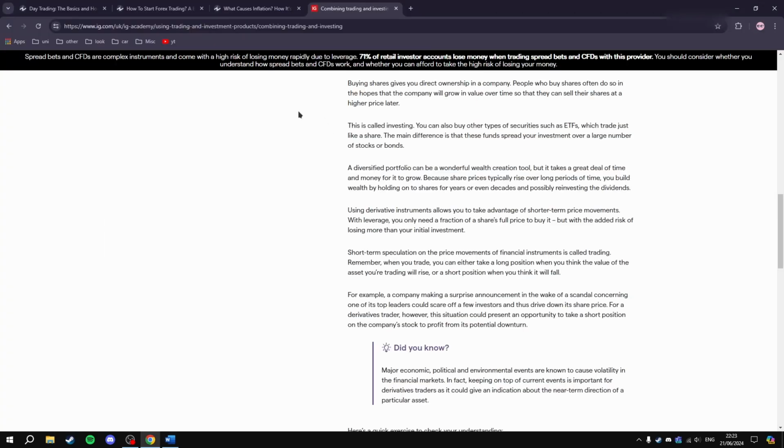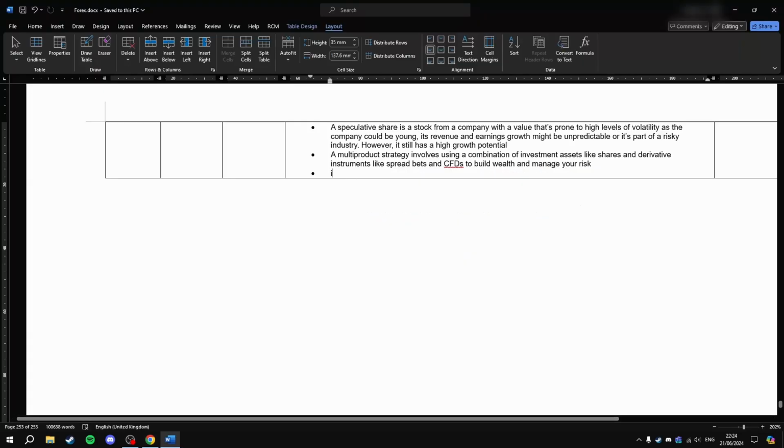Buying shares gives you direct ownership in a company. People who buy shares often do so in the hopes that the company will grow in value over time so that they can sell the shares at a higher price later. This is called investing. You can also buy other types of securities such as ETFs, or exchange-traded funds, which trade just like a share. The main difference is that those funds spread your investment over a large number of stocks or bonds.